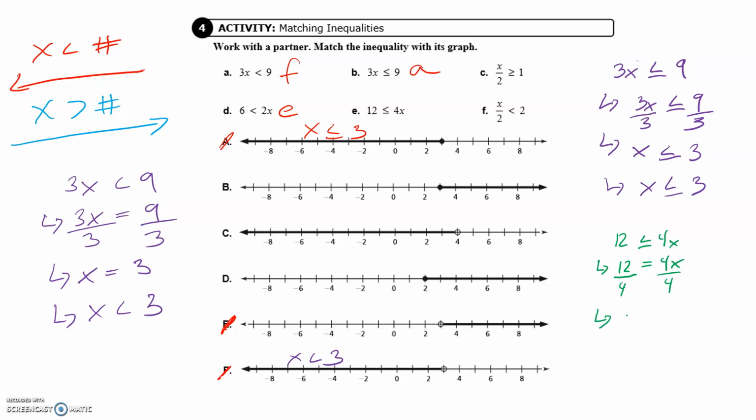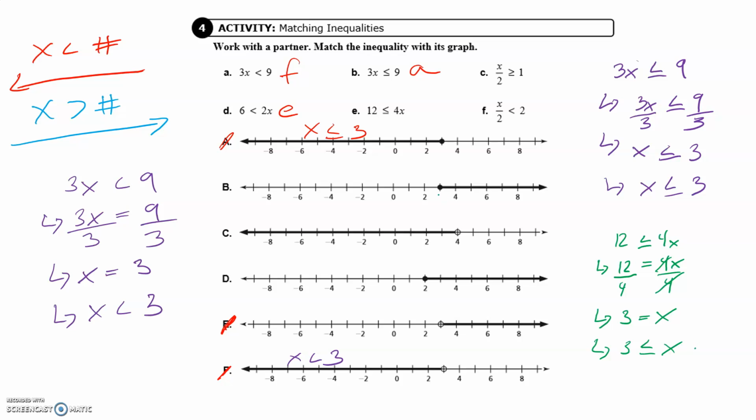And then I'm left with 12 divided by 4 is 3, equals x, since the 4s cross each other out. I'm going to replace my equal sign with the original inequality, which is less than or equal to x. Now let's look at my choices. B is saying x is greater than or equal to 3, or 3 is less than or equal to x.